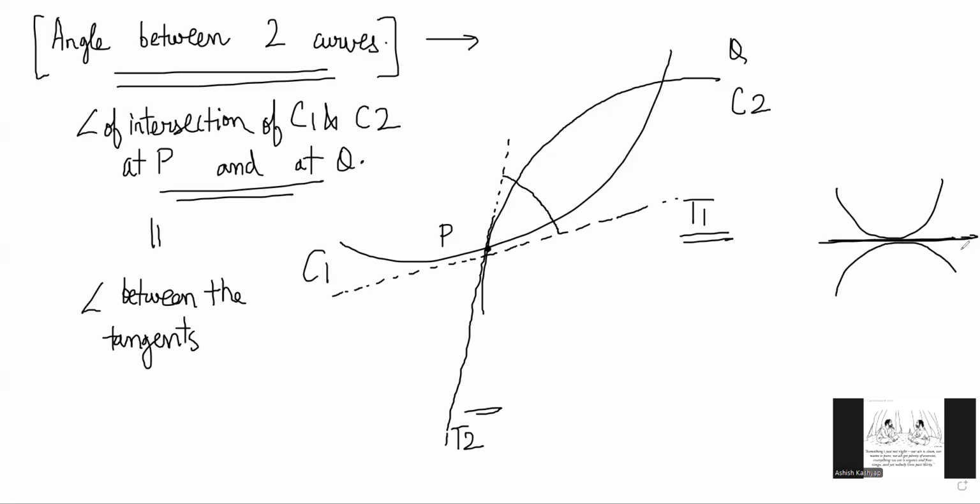If the curves touch each other, then both the tangents are identical, and you can say the angle of intersection between the curves is 0 degrees, because actually there are two tangents and both the tangents are the same. Correct?